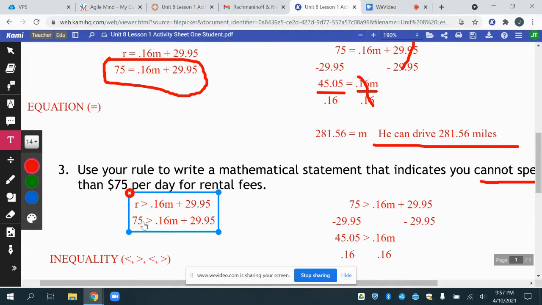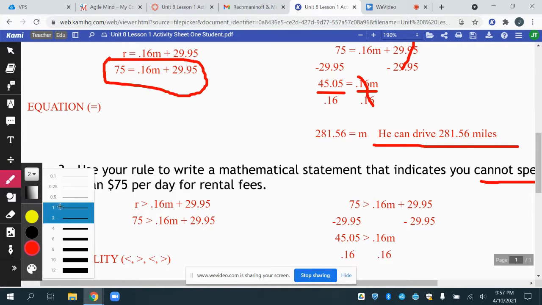So right now we're saying it's less than 75. But we want to say it's less than 75 or equal to 75. So that's why we put this little dash right here, like so.